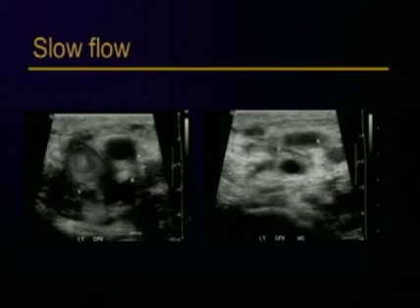Now, slow flow may present as a luminal filling defect or echogenic echoes within the vein lumen and may be mistaken for a thrombus. But in this case, you can see that the vein easily compresses and the vein walls completely coapt, and that this echogenic material is slow-flowing blood.